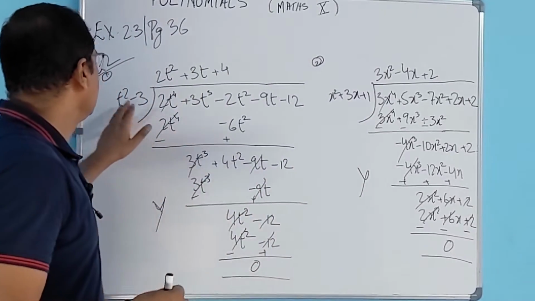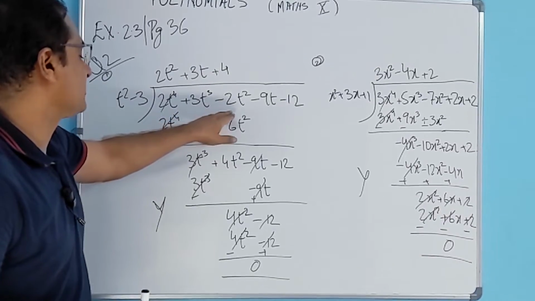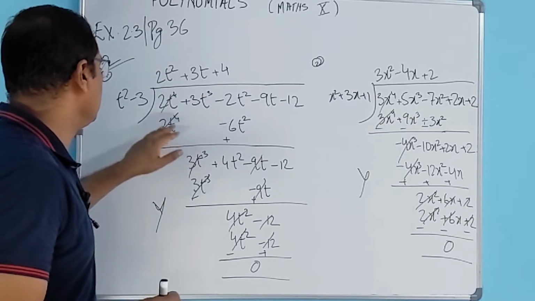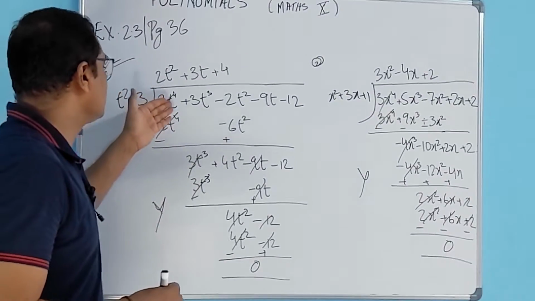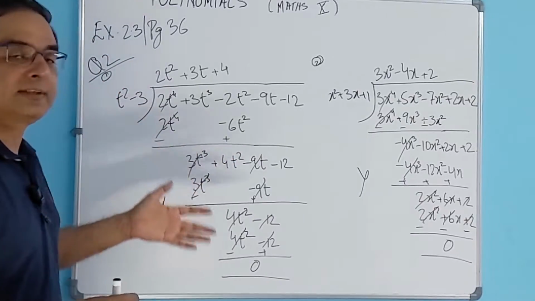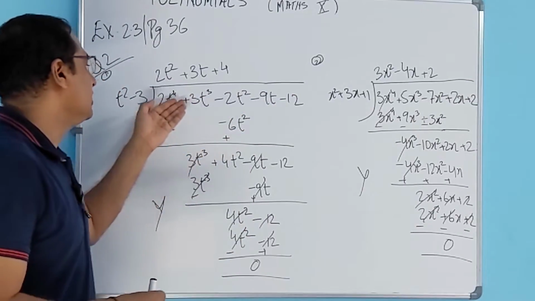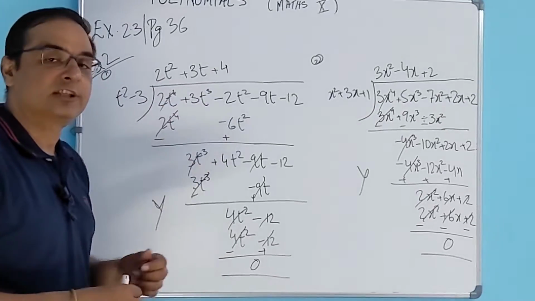So let's go ahead. The first question is 2t raised to the power 4 plus 3t cube minus 2t square minus 9t minus 12. This is the polynomial and the divisor is t square minus 3. So once we divide this, how do we do that? We follow the same process. First of all, we need to arrange the terms in the descending order of degree of the variable. Same way we need to do with the divisor. It is already done here.